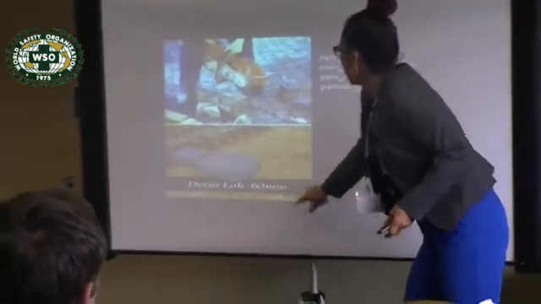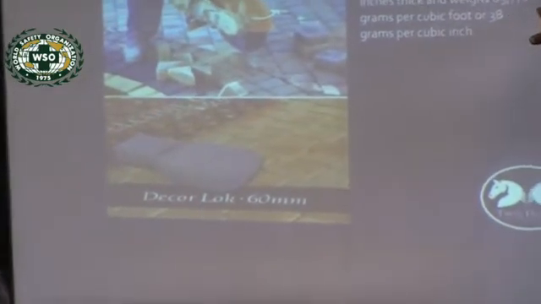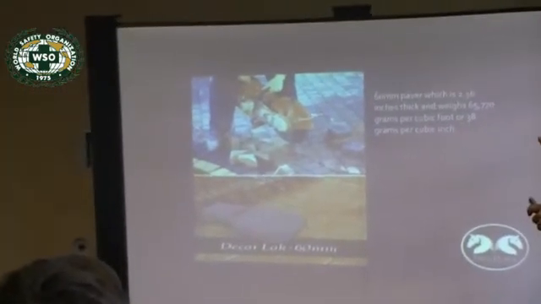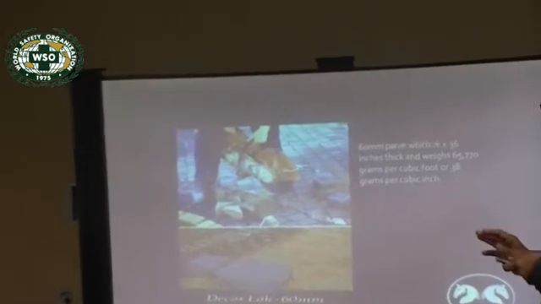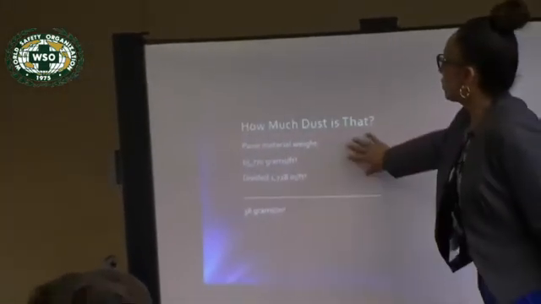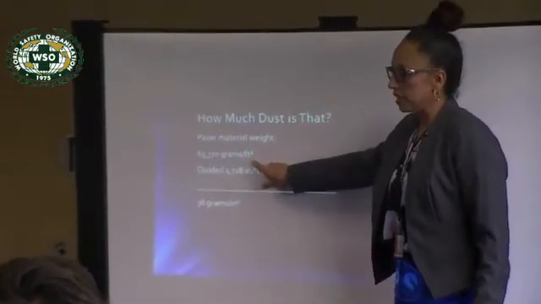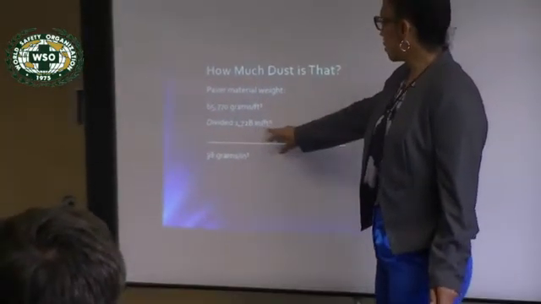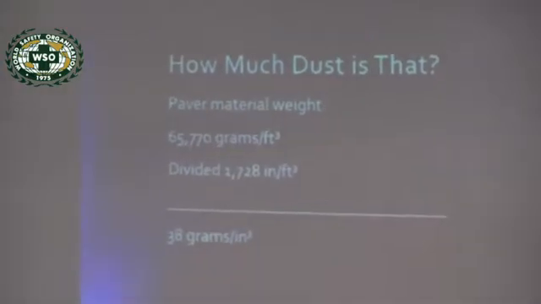The size is 60 millimeters, which is 2.36 inches thick, and weighs 65,770 grams per cubic foot, or 3 grams per cubic inch. So paper material weighs 65,770 grams per cubic foot, because we're dealing with the metric system, we have to convert, right? And then you divide it by 1,728 cubic inches per cubic foot. So you have 38 grams per cubic inch.